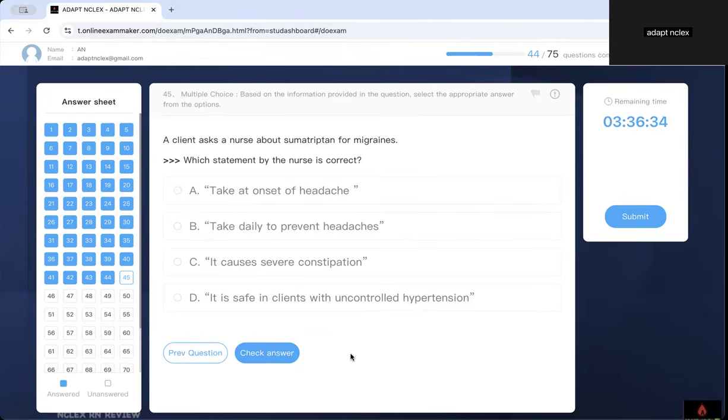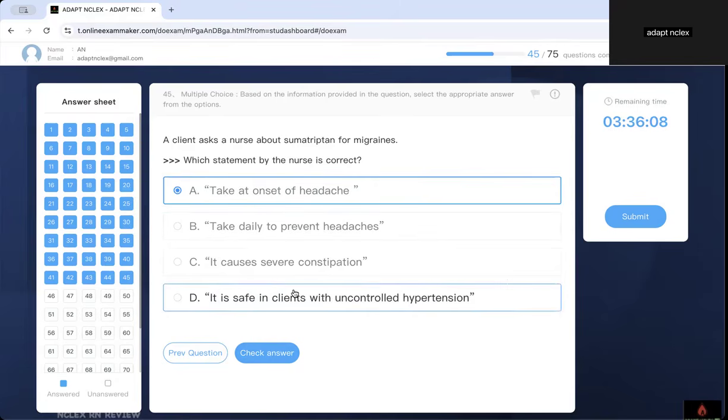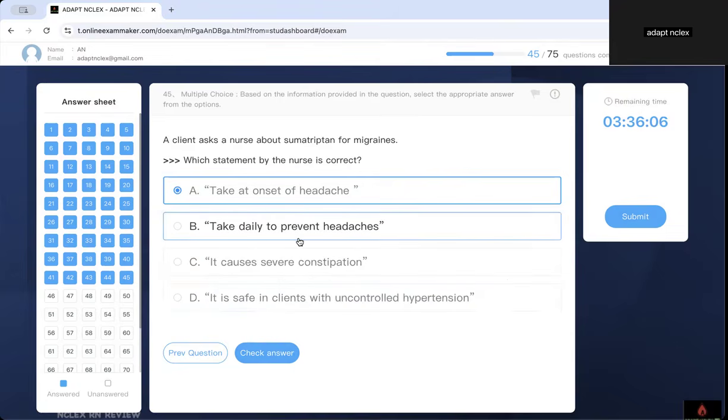Don't forget, all the triptans are abortive. Abortive doesn't mean you're preventing something. You're intervening as early as possible. Prevention means you take it every day. Therefore, an abortive medication needs to be taken as soon as it happens, then you abort the problem. Therefore, this is taken at the onset, not daily.